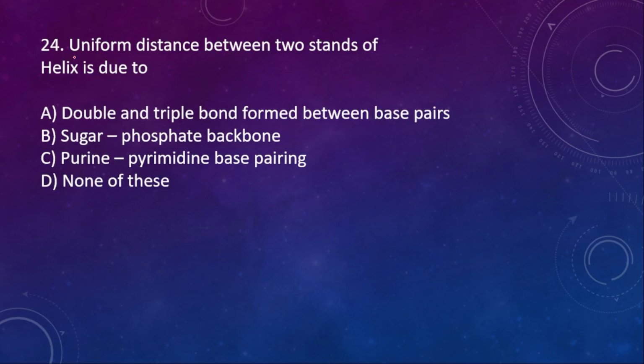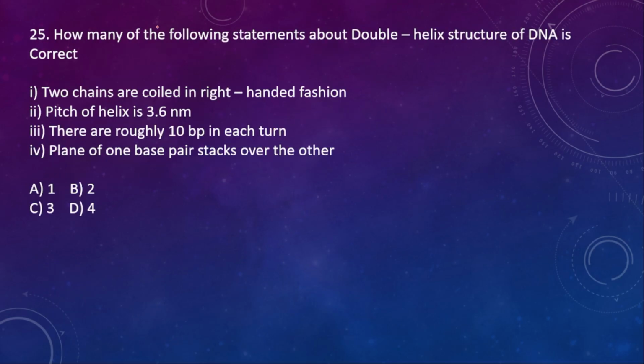Next, 24. Uniform distance between the 2 strands of the helix is due to what? A. Double and triple bonds formed between the base pairs. B. Sugar and phosphate backbone. C. Purine and pyrimidine base pairing. D. None of these. Here the right option is C, that is purine and pyrimidine base pairing, which leads to uniform distance between the 2 strands of the helix.